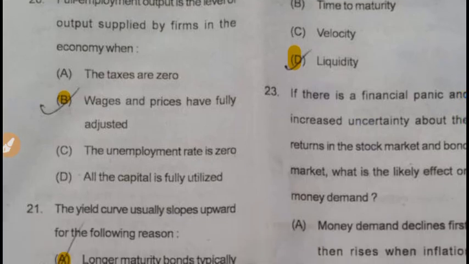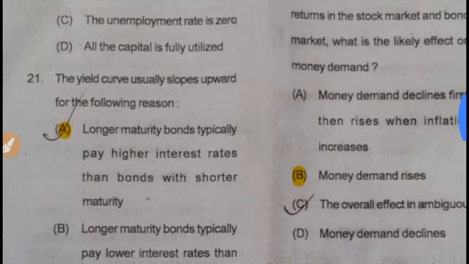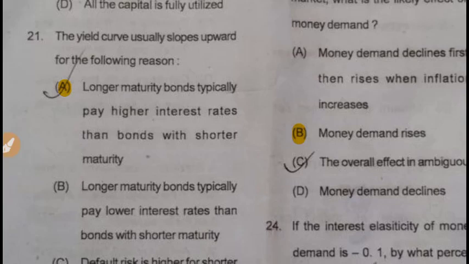This is the assumption. The yield curve usually slopes upward for the following reason. Longer maturity bonds typically pay higher interest, okay, than bonds with shorter maturity. Because longer maturity bonds give a higher rate of return than shorter bonds, as the longer bond carries so much more risk. When we take higher risks over time, then we will obviously charge a higher rate of interest. This is why the yield curve is usually upward sloping. Okay.